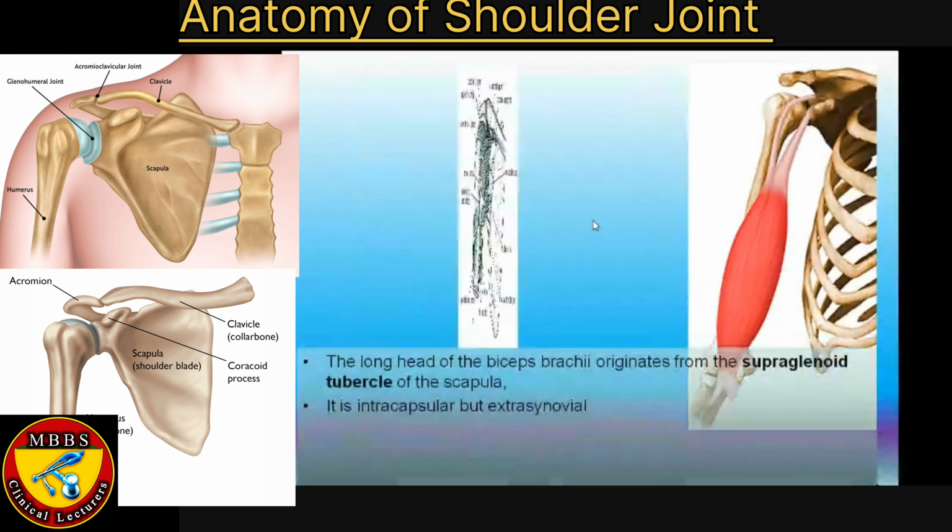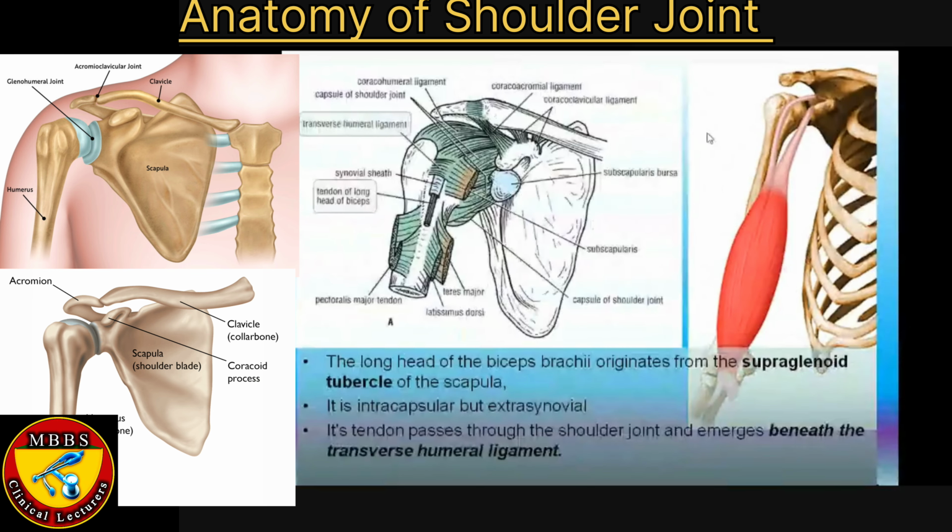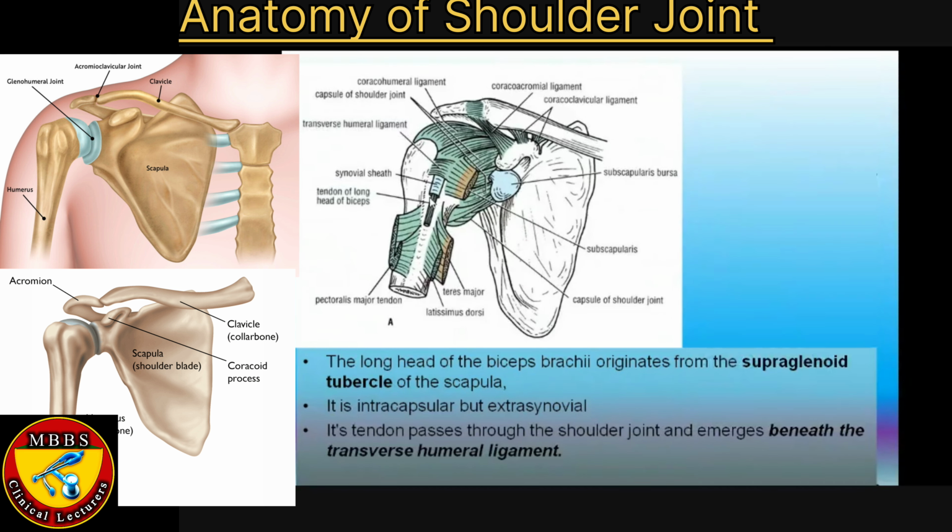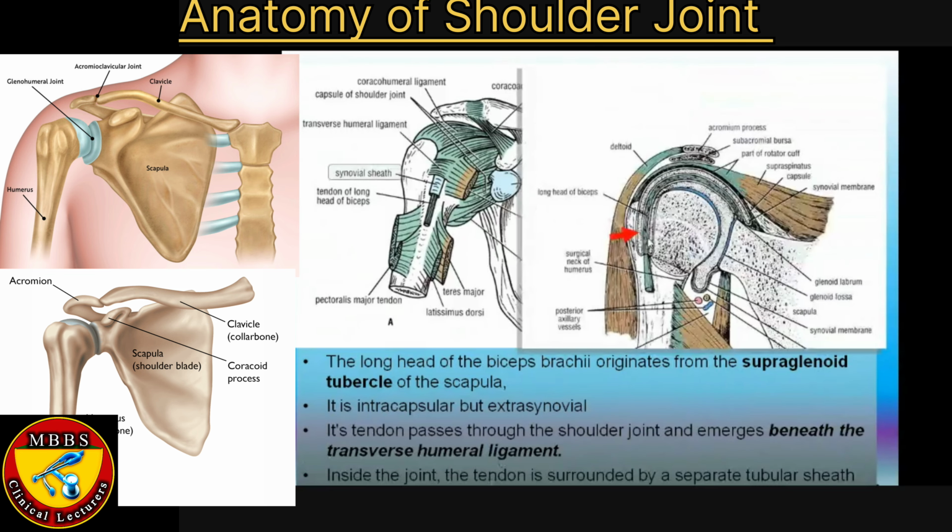Then we talk about the tendon of the long head of the biceps brachii, which originates from the supraglenoid tubercle of the scapula. This long head of the biceps is intracapsular but extra-synovial. This tendon passes through the shoulder joint and emerges beneath the transverse humeral ligament. Inside the joint, this tendon is separated by a tubular sheath of the synovial capsule.